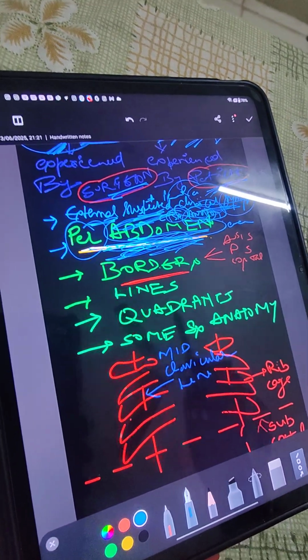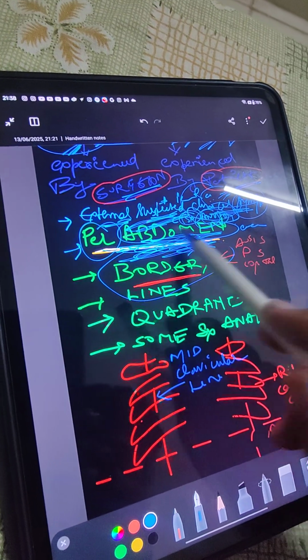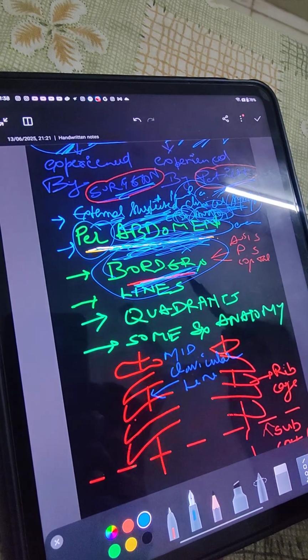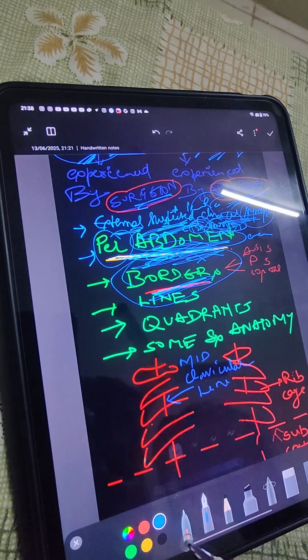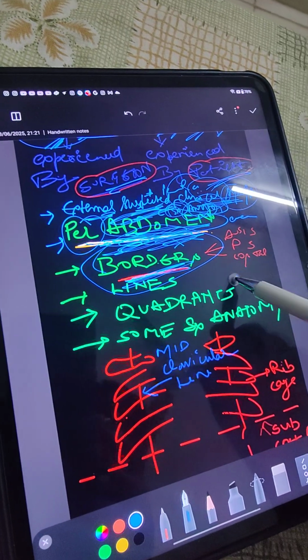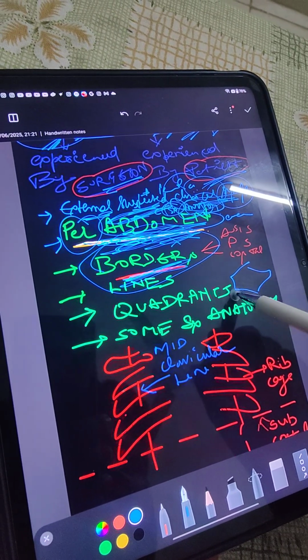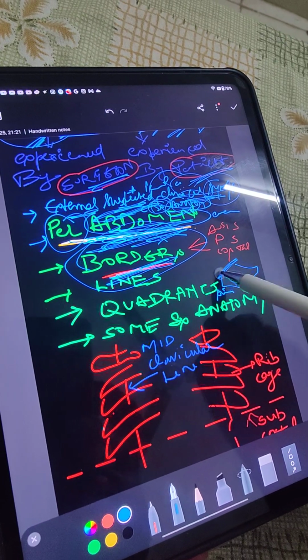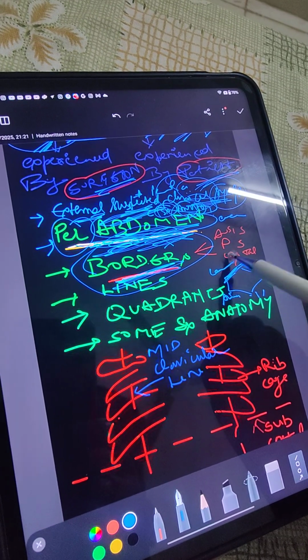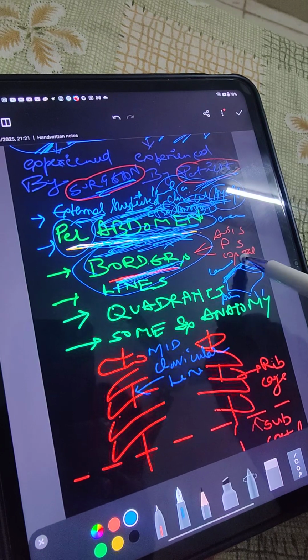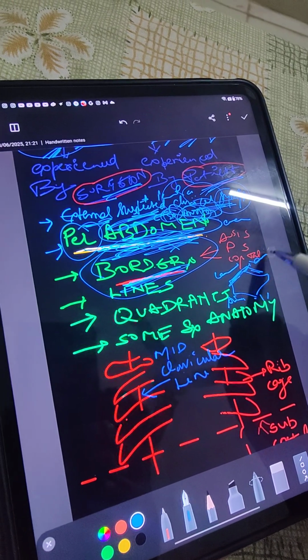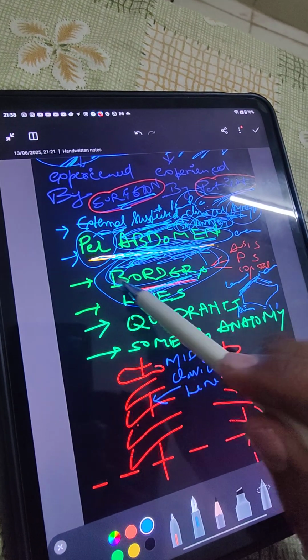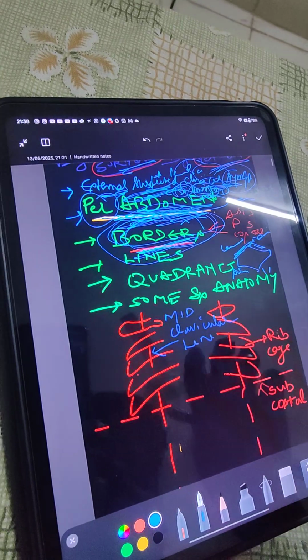For per-abdominal examination, we have to know about the borders. What are the borders of the abdomen? They are the ASIS, anterior superior iliac spine, the pubic symphysis, the costal margins, and in the middle the xiphoid process. These are the borders of the abdomen.